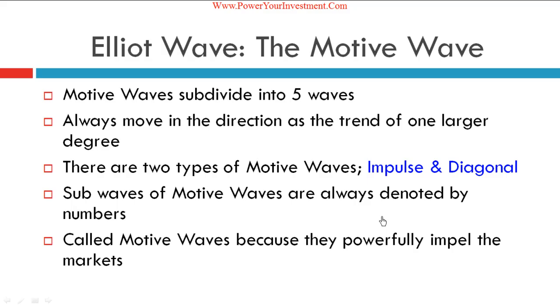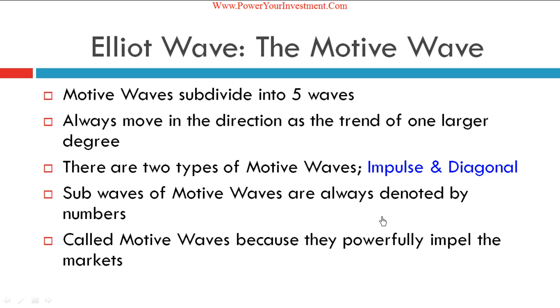Now, as you may recollect from the previous video, Elliott classified the market movements into two distinctive phases. One phase was the motive wave phase, and the second was the corrective phase, which eventually corrects the motive waves.